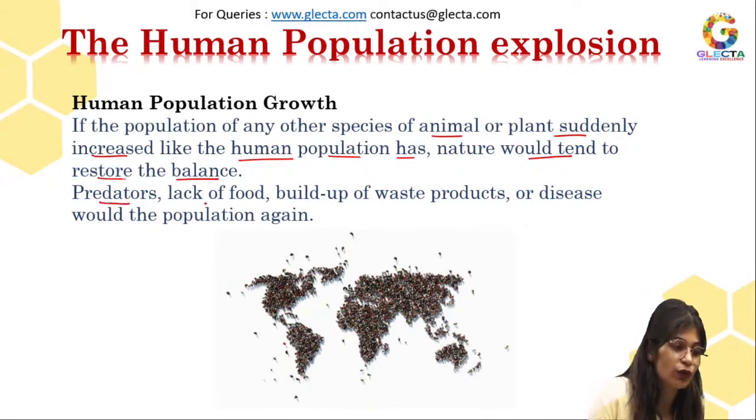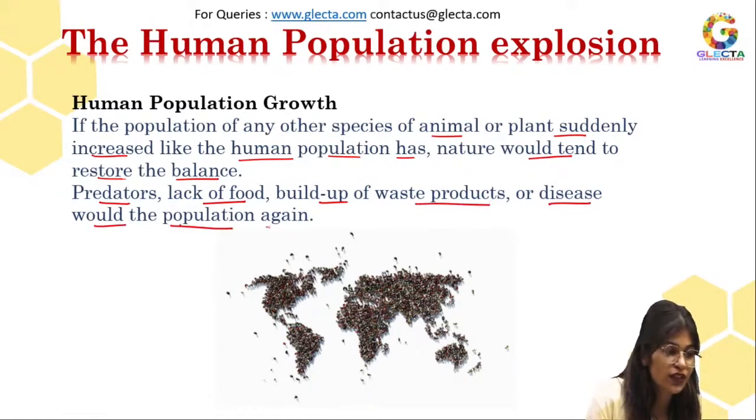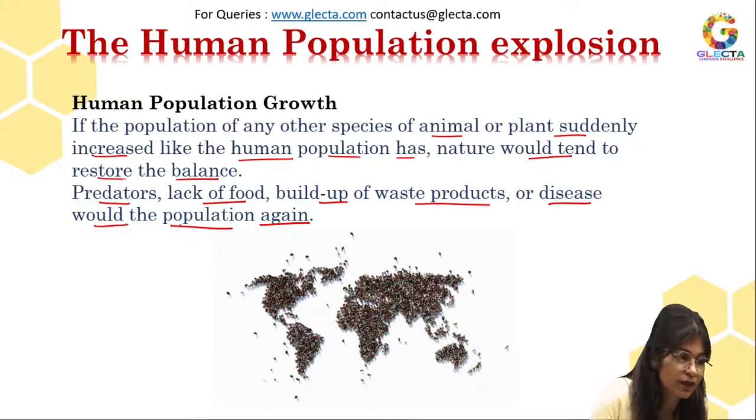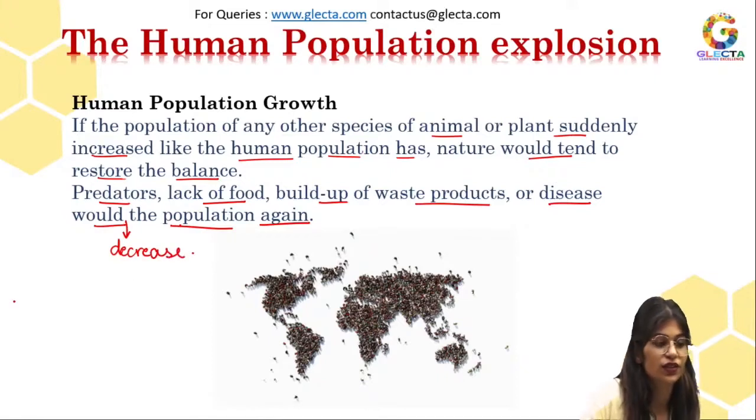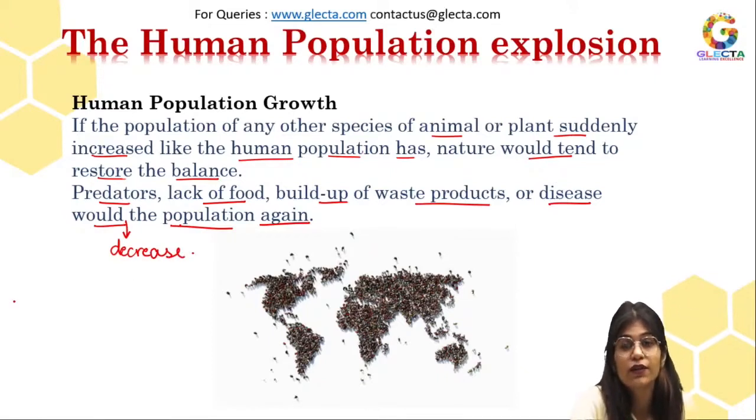Predators, lack of food, build-up of waste products, or disease would decrease the population again. How? If humans had a natural predator. Think about it. If we had a natural predator like we now do, coronavirus. I mean, if you think about it, it was quite literally a very powerful predator. It was killing a lot of humans.